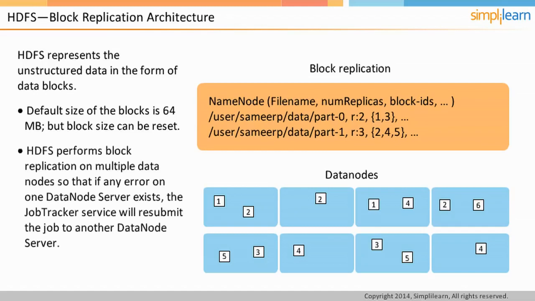HDFS performs block replication on multiple data nodes so that if any error exists on one data node server, the job tracker service, which is present in the name node server, will resubmit the job to another data node server. Block replication refers to the creation of replicas of a block in multiple data nodes. Usually, the data is split in the form of parts like Part 0, Part 1, etc., as shown in the image. The image also represents the parts that are stored in multiple data nodes. In the next screen, we will discuss the replication method.